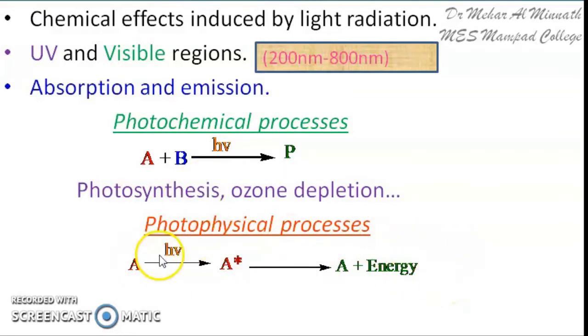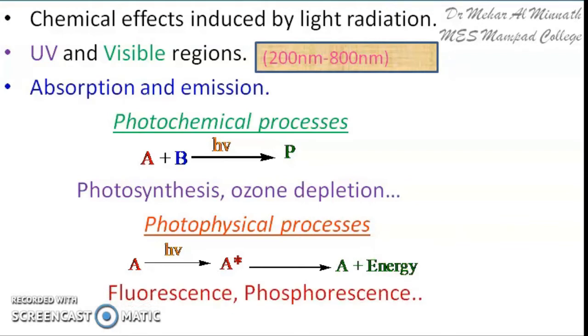During this, for excitation, it absorbs light, and while coming down to ground state, it emits energy or radiation. Now, fluorescence, phosphorescence, etc. are examples of photophysical process. We shall be discussing this in detail later on.